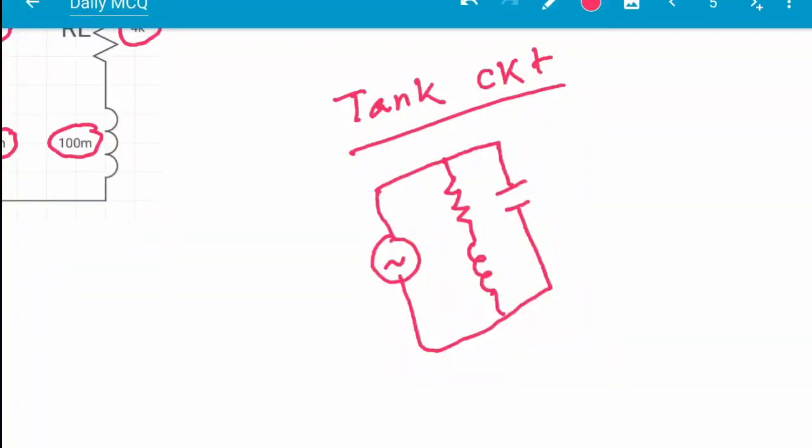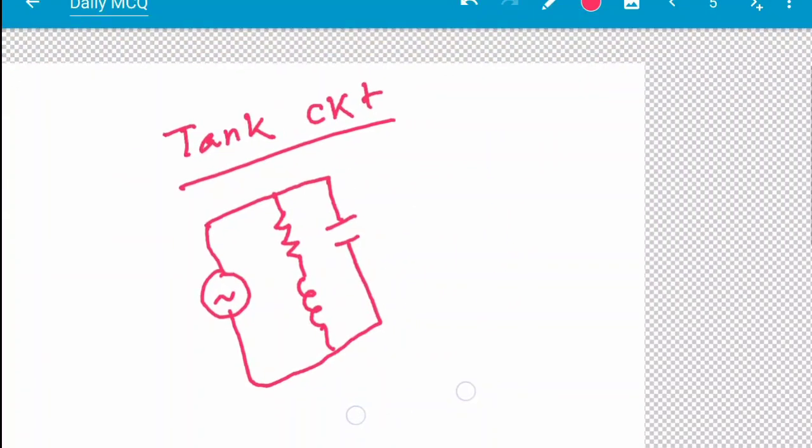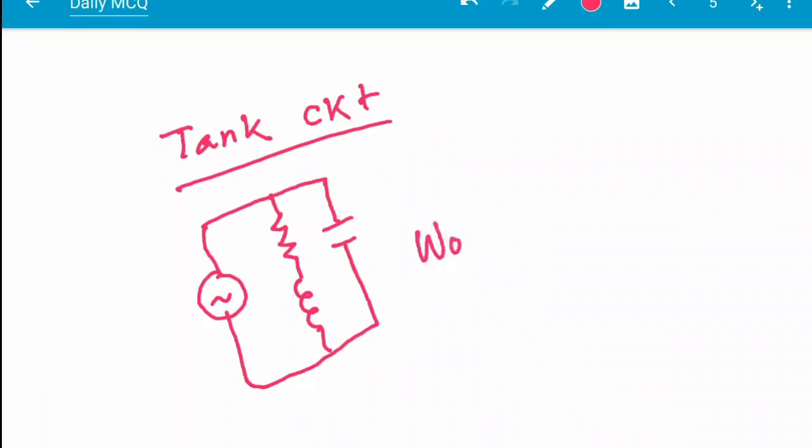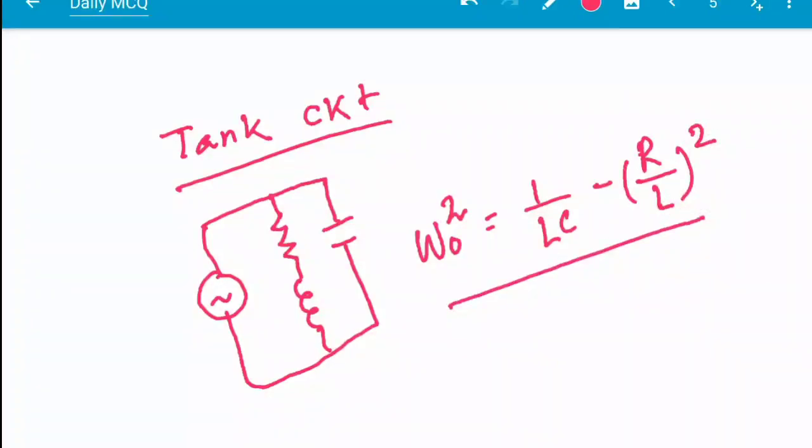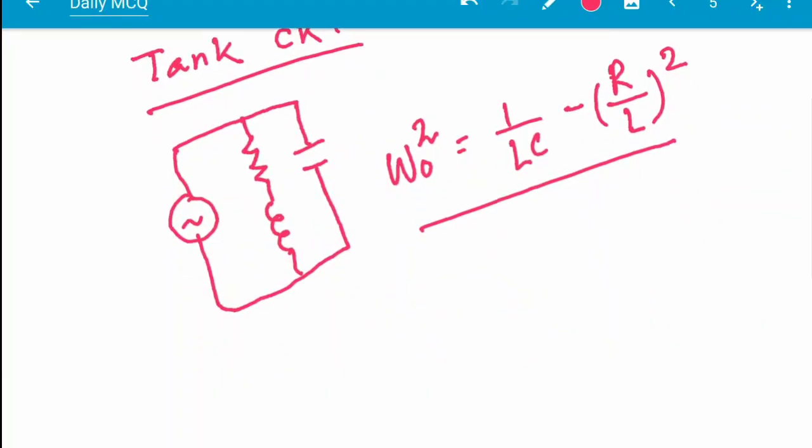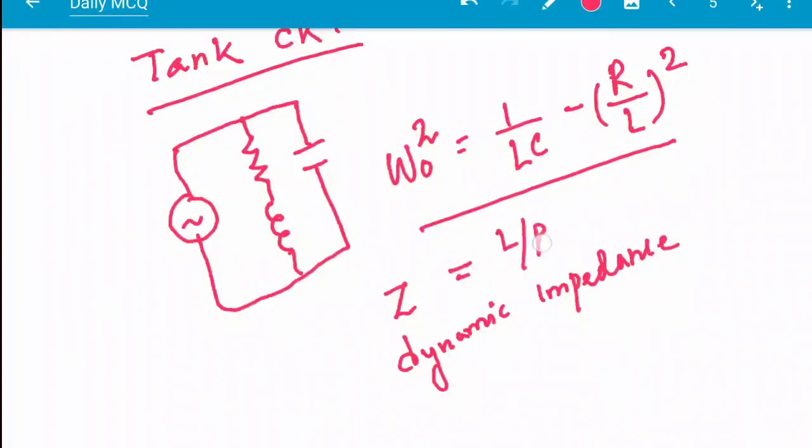In case of this question, what will be the resonant frequency? Omega 0 square will be 1 by LC minus (R by L) square. This one is the resonant frequency for the tank circuit. And for the tank circuit there is also the dynamic impedance. This one is called dynamic impedance, and this is given by L by RC.